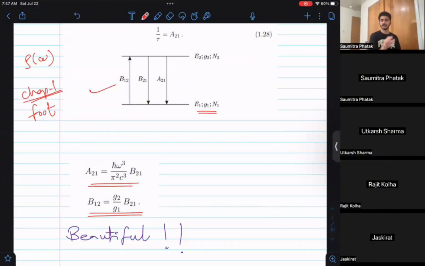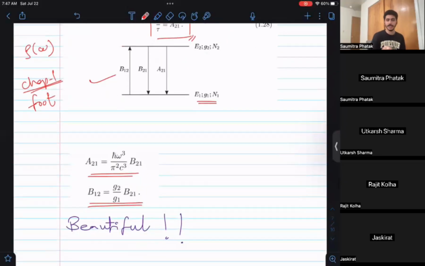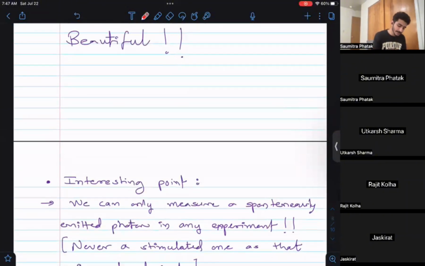If we know the atom, we know the A coefficient, because the A coefficient is essentially the inverse of the lifetime of the state. If we already know the lifetime of the state that we are talking about, then we already know the A coefficient. So anyway, this formalism gives you a nice flavor to talk about broadband radiation that is incident on the atom. This is given in chapter 1 of the Foot book, so you can go through that as well.